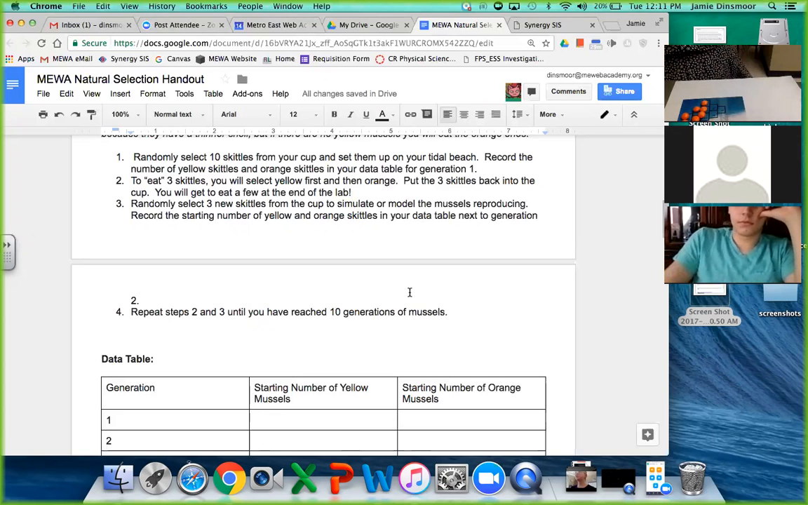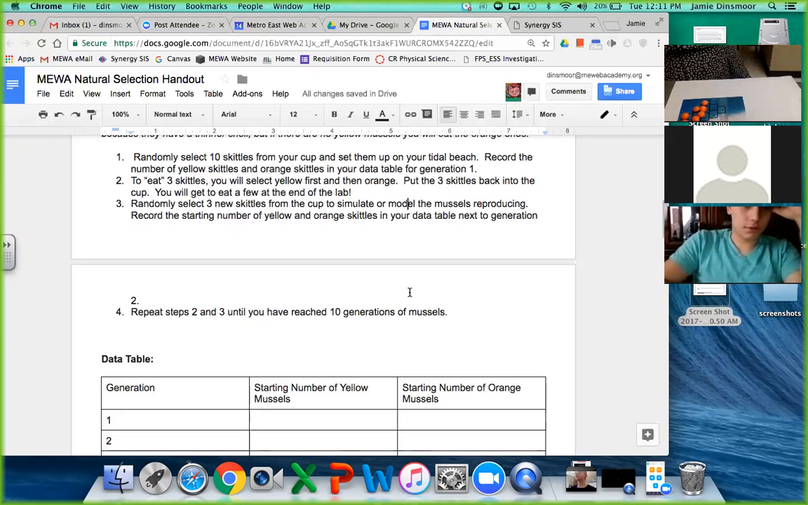How are you guys doing? Are you getting mostly orange at this point? I meant the people who are in the lab physically here with me, but if you don't have Skittles, you can imagine you would be getting mostly oranges at this point. 1 yellow, 9 oranges.